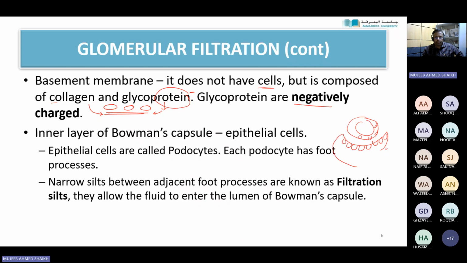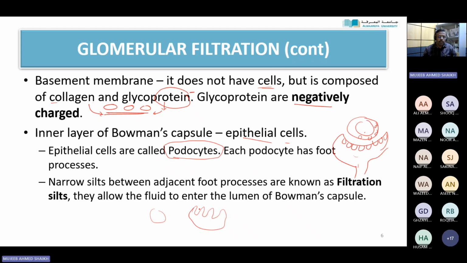And this is the outer layer. Okay, so here is the actual filtrating membrane. The inner layer of Bowman's capsule contains epithelial cells, but these epithelial cells have a special name known as podocytes. Each podocyte has foot processes. So these cells are not round. They have some foot processes like this. They are not rounded cells; they have projections, which we call foot processes.